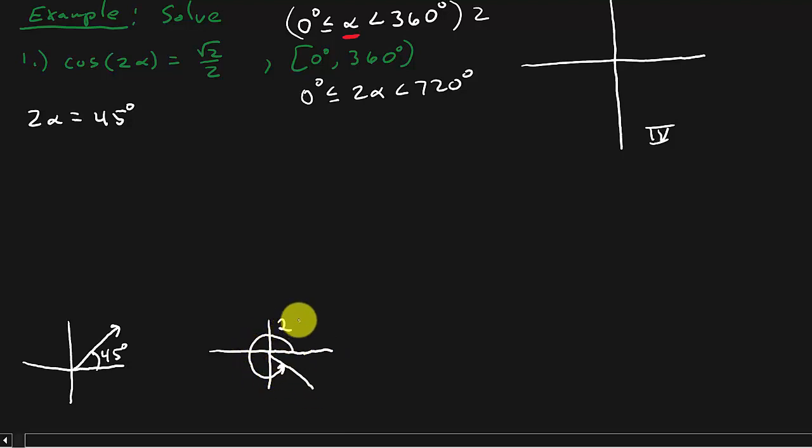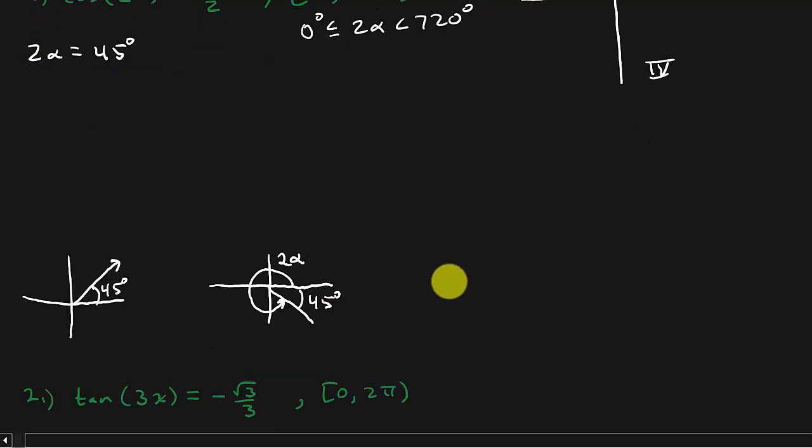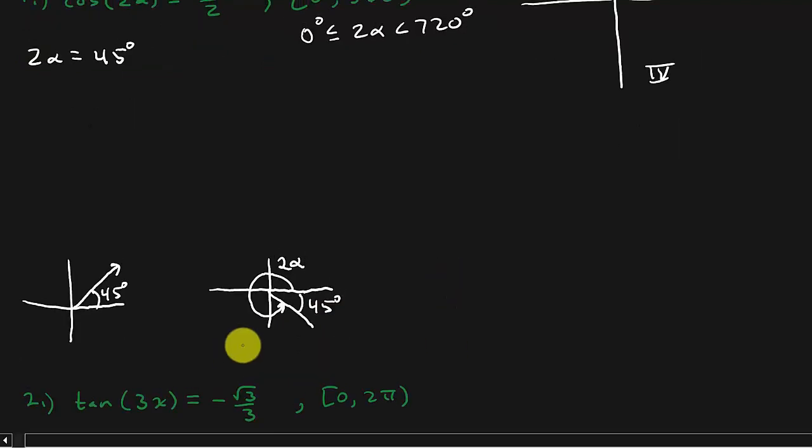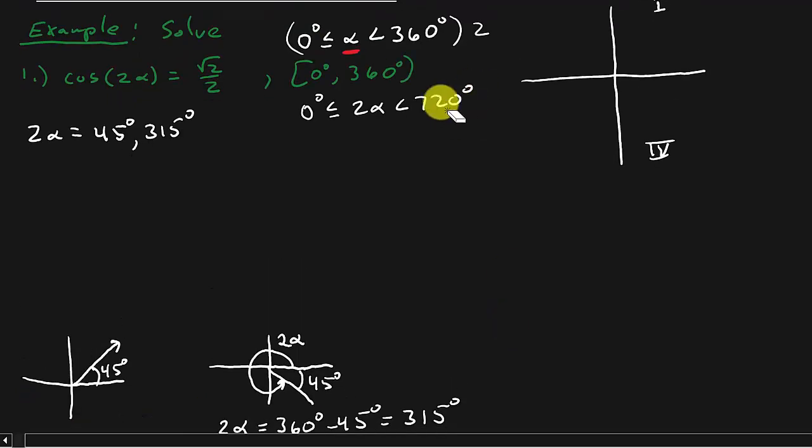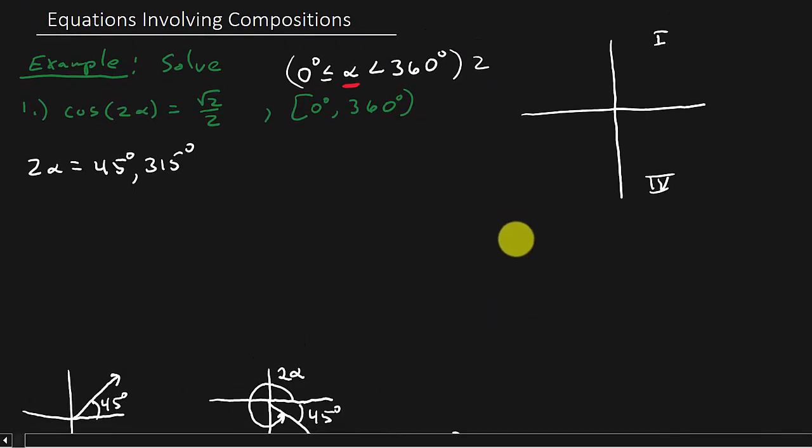So I need this, and remember this is 2 alpha. There's my reference angle, 45 degrees. And so I get 2 alpha is equal to 360 minus 45, which is 315 degrees. So I've got 315 degrees. That's my solution in the first and fourth quadrant.